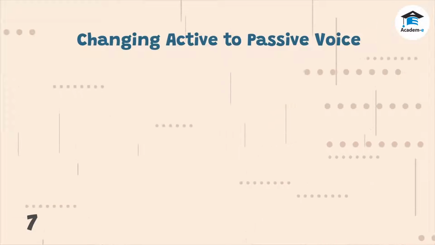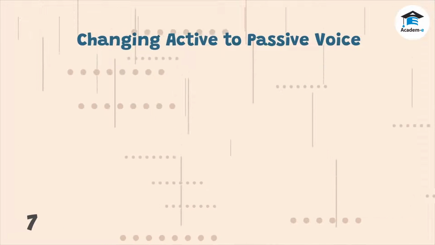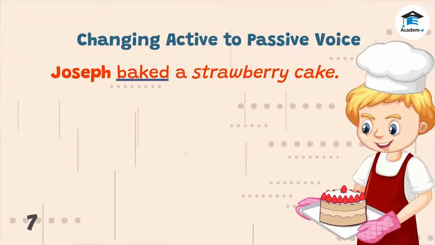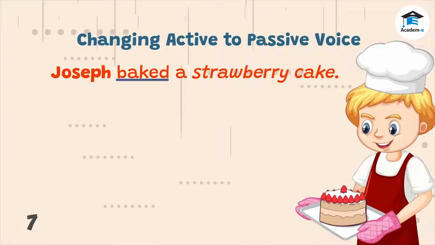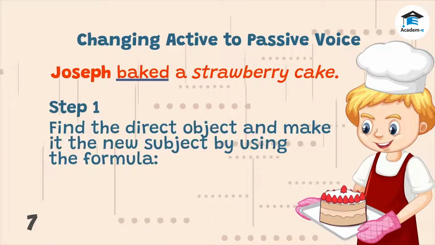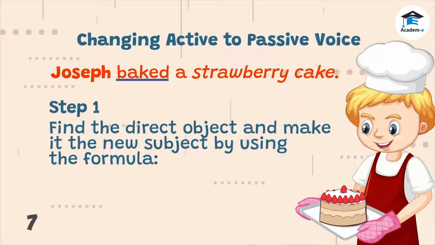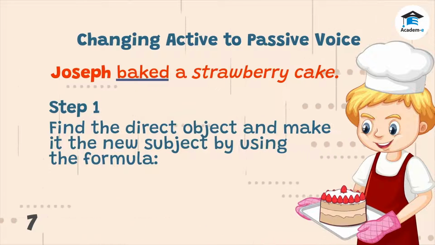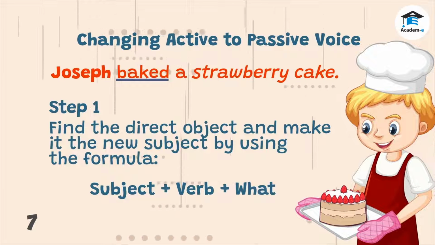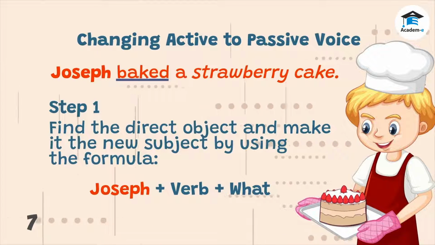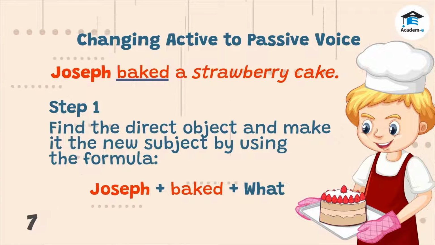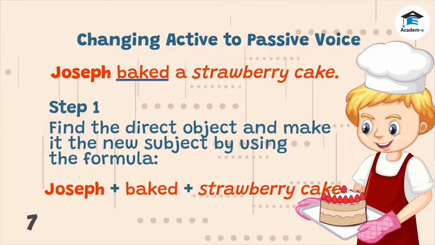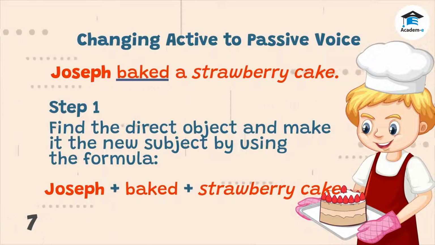First, look at the example of a verb in active voice. Joseph baked a strawberry cake. To change an active voice to a passive voice, first, you have to find the direct object and make it the new subject. To find the direct object, use the formula, subject plus verb plus what? The subject in the sentence is Joseph. The verb is baked. Joseph baked what? Strawberry cake, so it is the direct object.